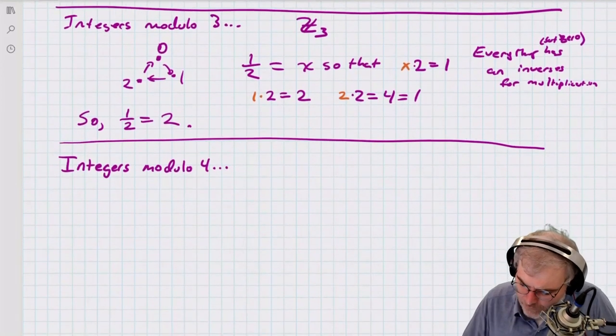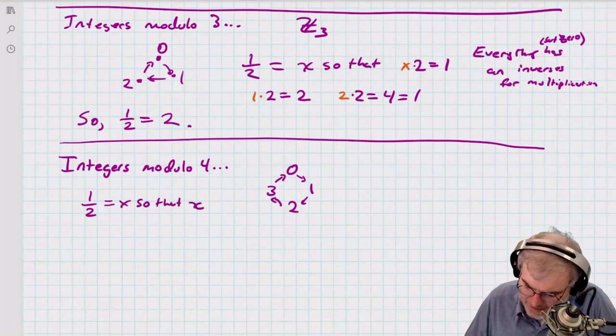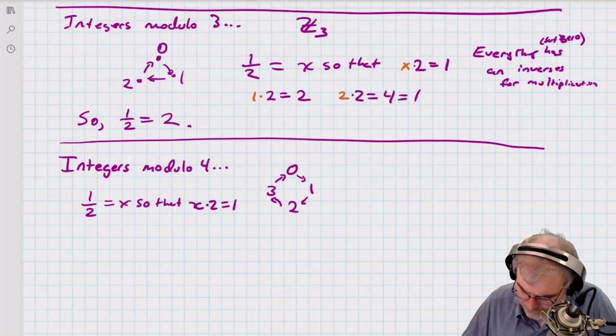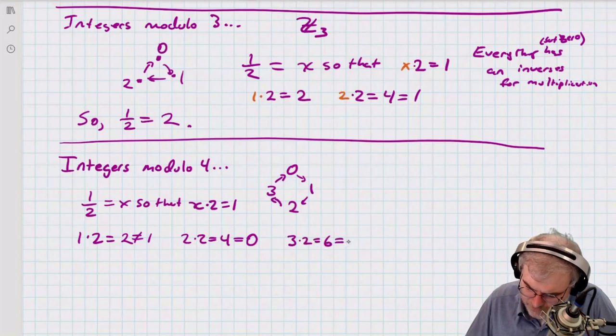Well, what about the integers modulo 4? Well, let's see. 1/2 equals x so that x times 2 equals 1. So 1 times 2 equals 2, not equal to 1. 2 times 2 equals 4. Wait a minute. Uh-oh. 3 times 2 equals 6, which equals 2. 4 times 2, I'm out of numbers.